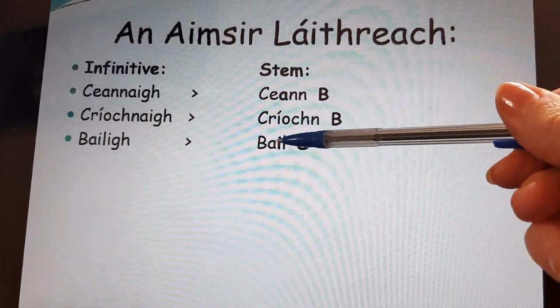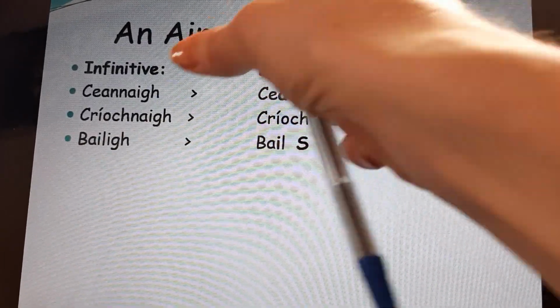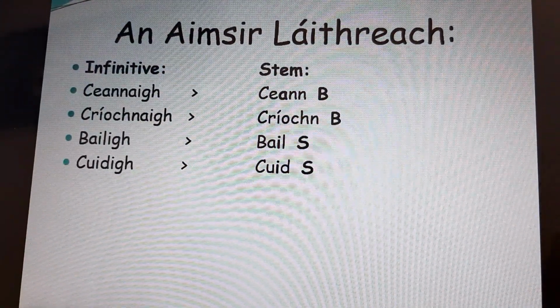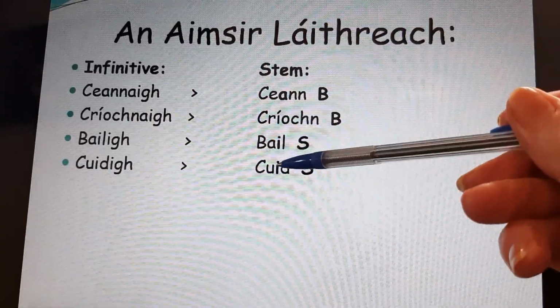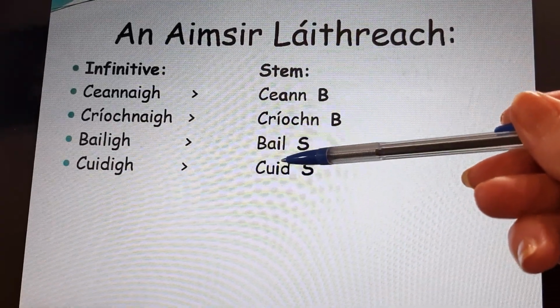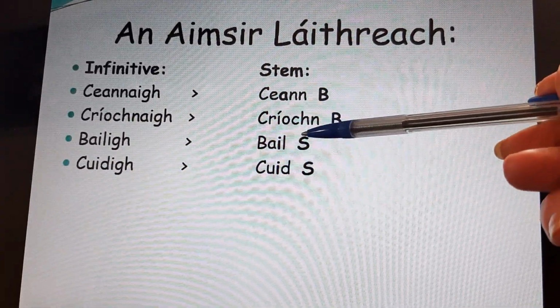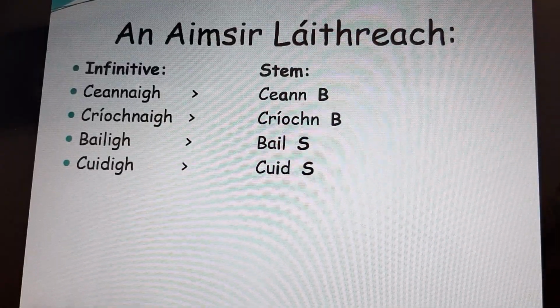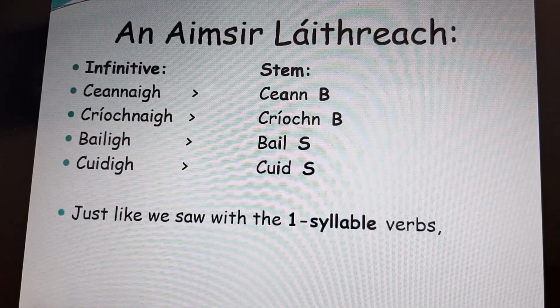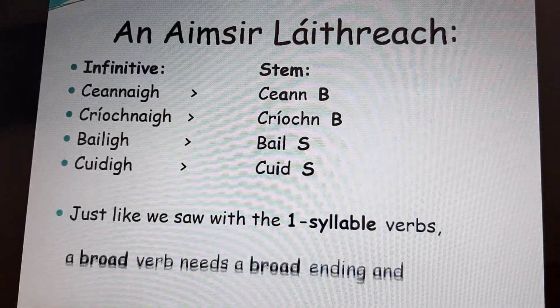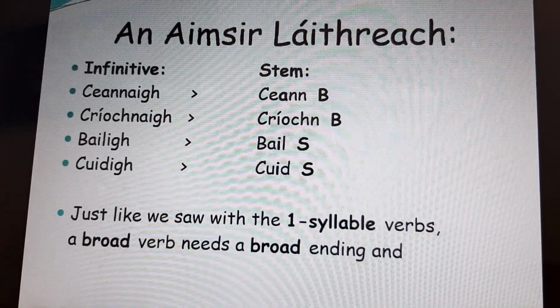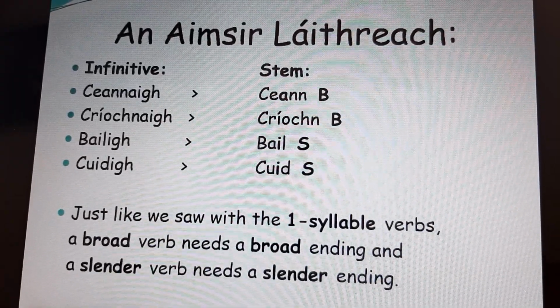Balyi is slender because of the I, once I knocked off the IGH. Sorry if I'm going out of focus there. Could is slender because of the I. Okay, so basically you're knocking off the tail end of it to make it more practical to add an ending. And then, just like what we saw with the one syllable verbs, it's going to be broad with broad, slender with slender, as per.